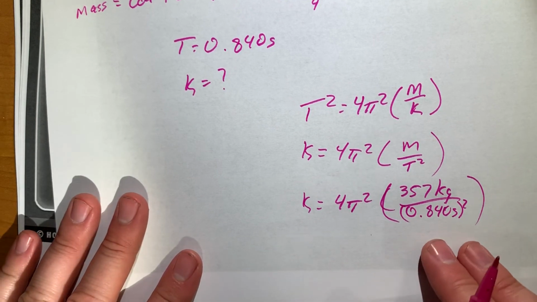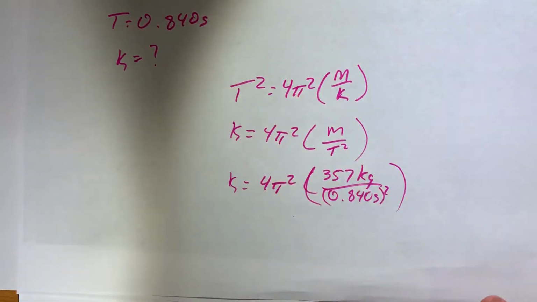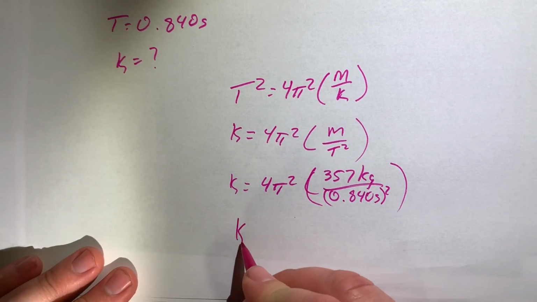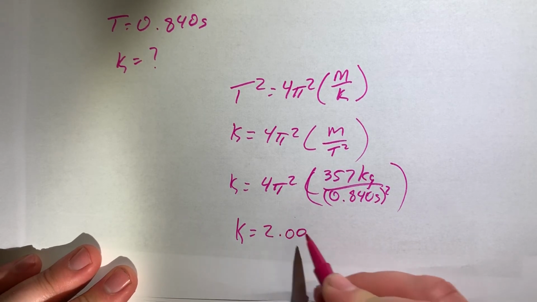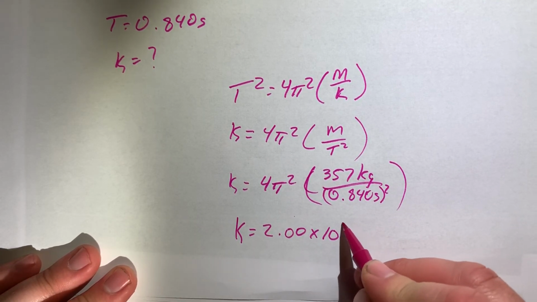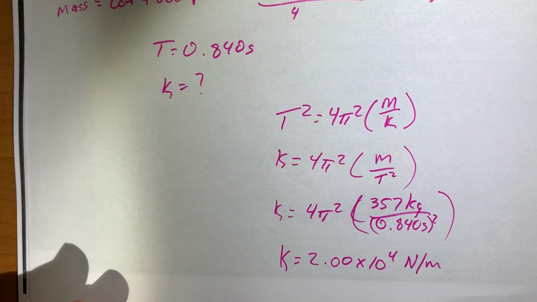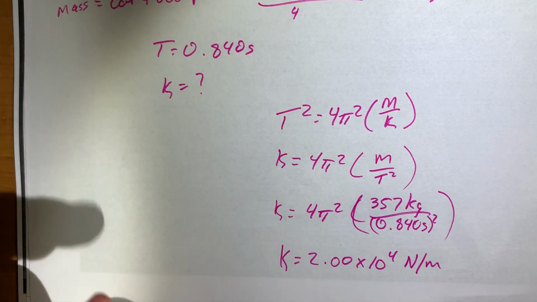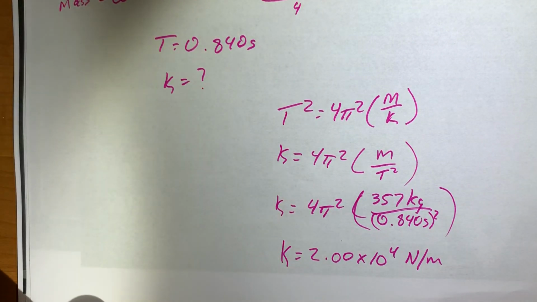So now that we have our values in our calculator, we can go ahead and solve. If you want to, you can hit pause and solve for this yourself. And when you do, you should get an answer of 2.00 times 10 to the 4th newtons per meter. Okay? So that is the spring constant for a single spring of this car that's going to have that particular period on the frame.